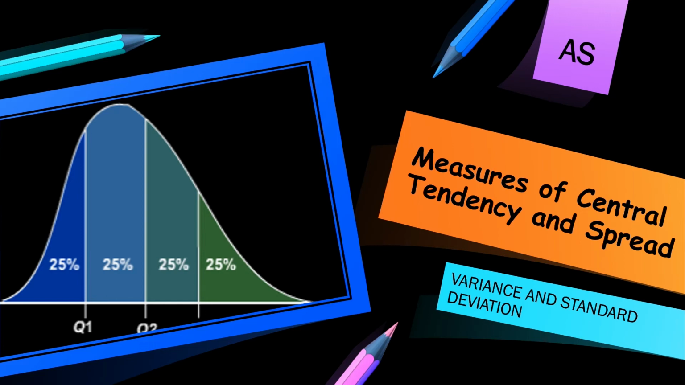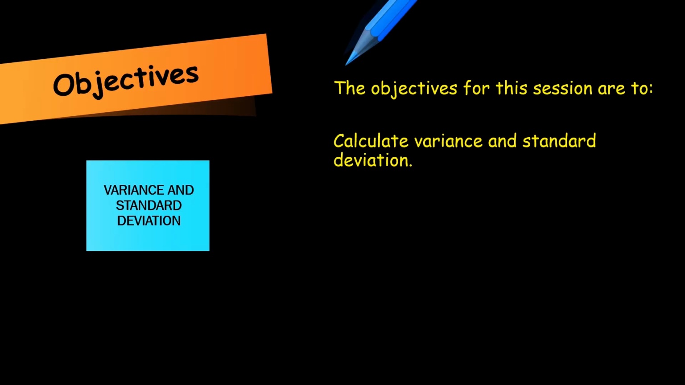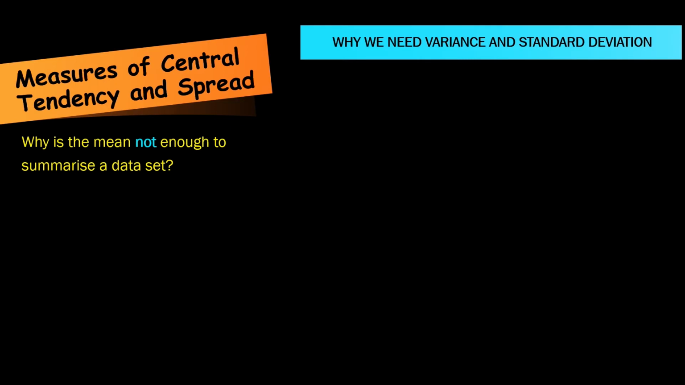Welcome to the session on measures of central tendency and spread, variance and standard deviation. The objectives for this session are to calculate variance and standard deviation. We're going to begin by exploring why the mean is not enough to summarize a data set. Let's take a look at an example.